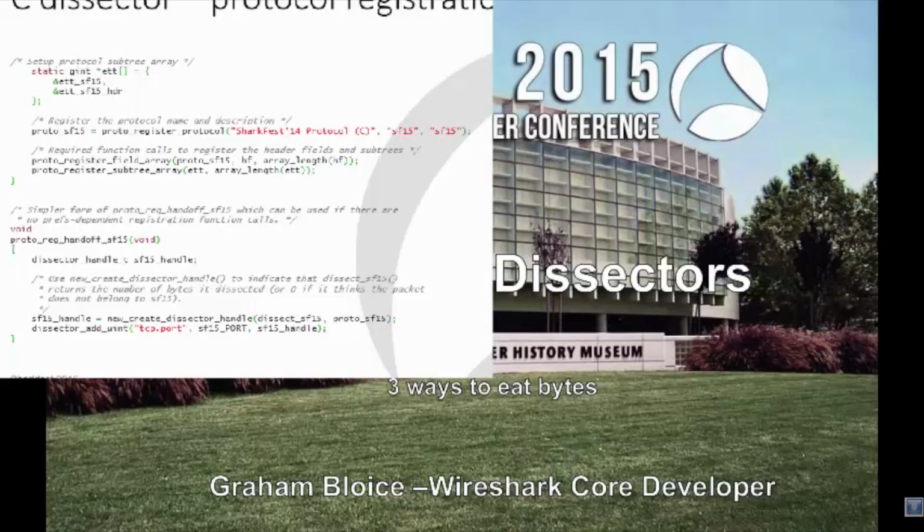And the last function that we have is proto-reg handoff, SharkFest'15. This is now where we actually hook it finally up to the TCP dissector on our particular port. We have to create a dissector handle for it, so a new create dissector handle, passing in the function that's going to be used to dissect it, and then we add that dissector to the TCP port table on our port using the handle we created earlier.